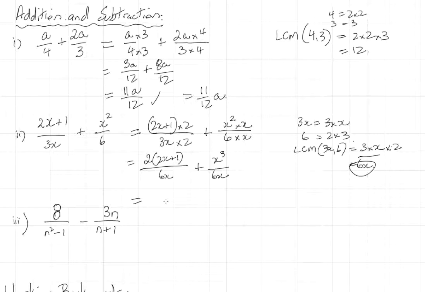Now that we've got the denominators the same, we can just combine them into one fraction. Might be a good idea to just remove this bracket and we get 4x plus 2 plus x cubed. Once again, probably go in descending powers of x, so x cubed plus 4x plus 2, all over 6x. Okay, so we've added those two algebraic fractions. Subtraction, similar type of thing.